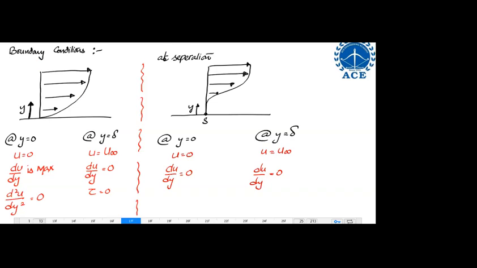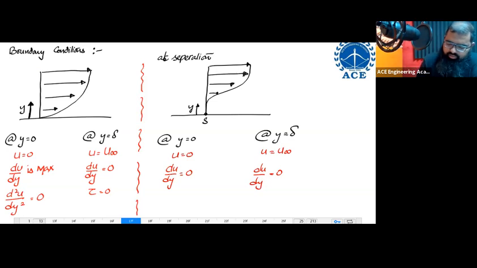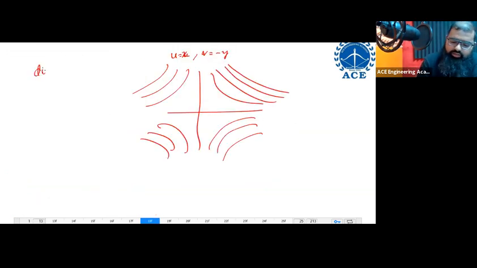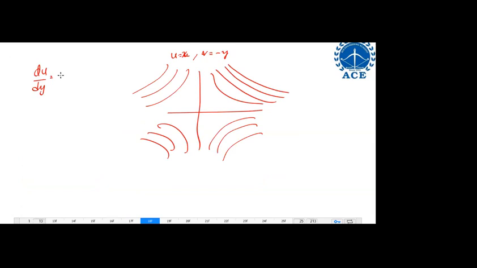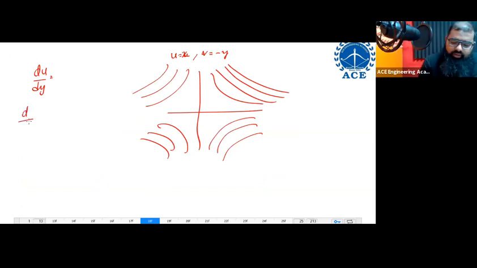Sir, in this, what is meant by d square u by dy square? Second differential of velocity, d2u by dy2. What do you understand by du by dy? d by dy of du by dy is known as d2u by dy2.